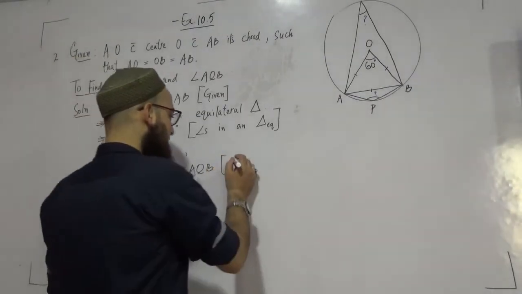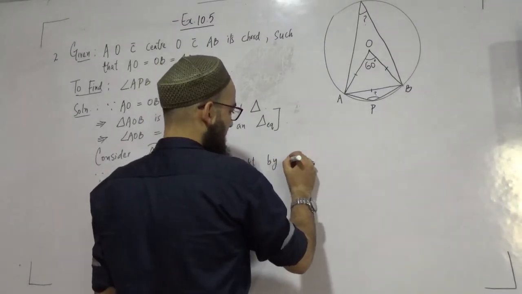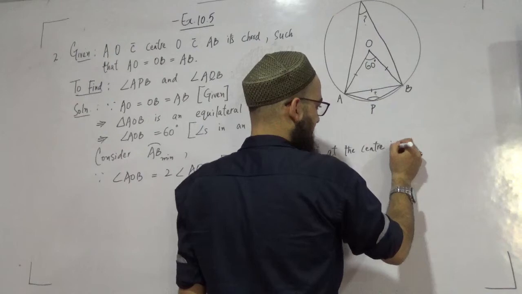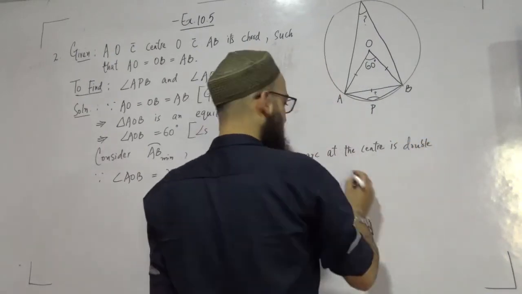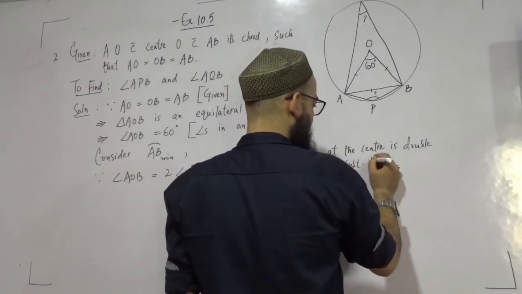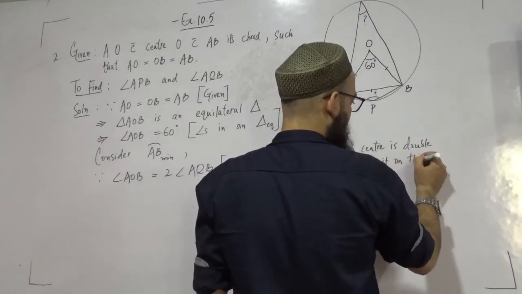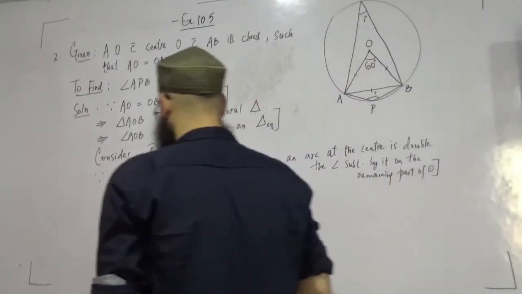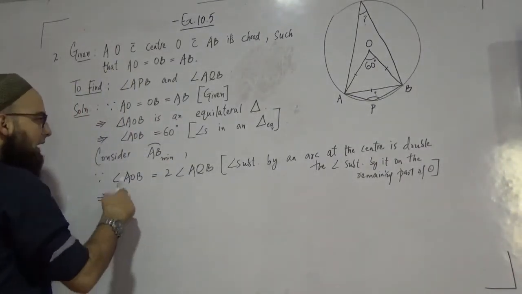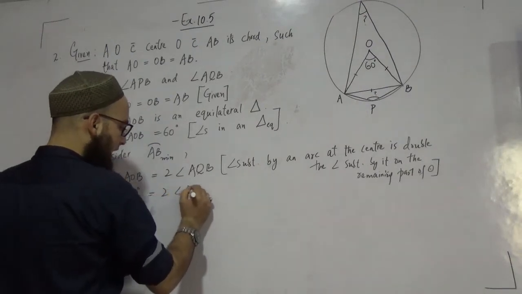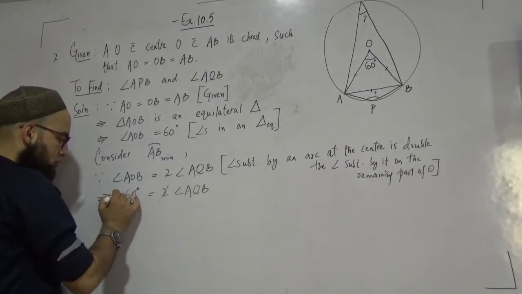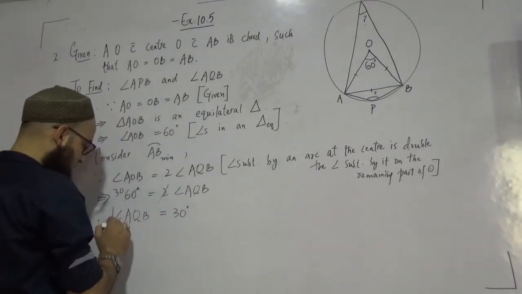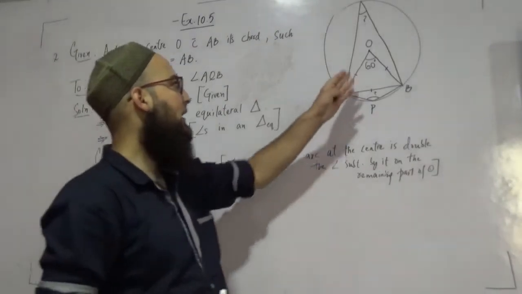You can give the reason: angle subtended by an arc at the center is double the angle subtended by it on the remaining part of the circle, which implies that angle AOB is 60 degrees, twice angle AQB. 2 ones, 2 30s, therefore angle AQB is equal to 30 degrees. So we are done with this angle AQB.